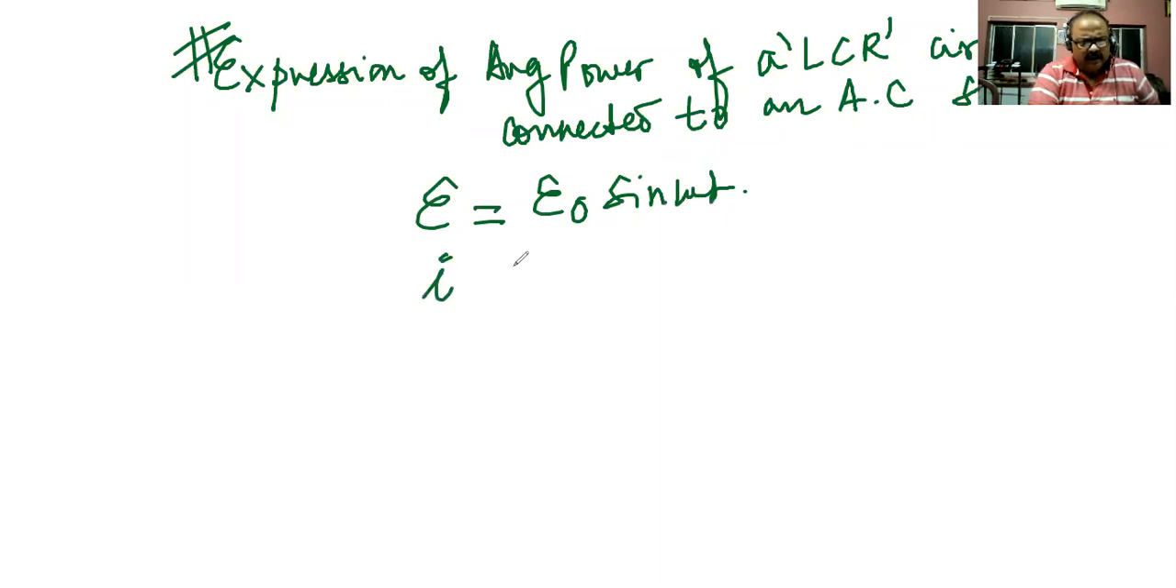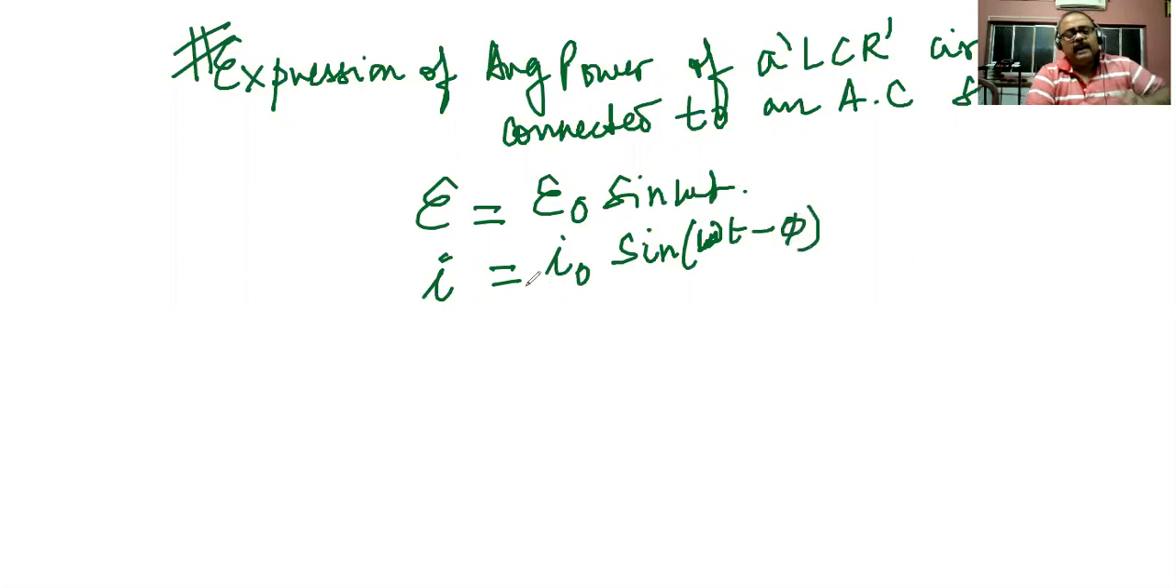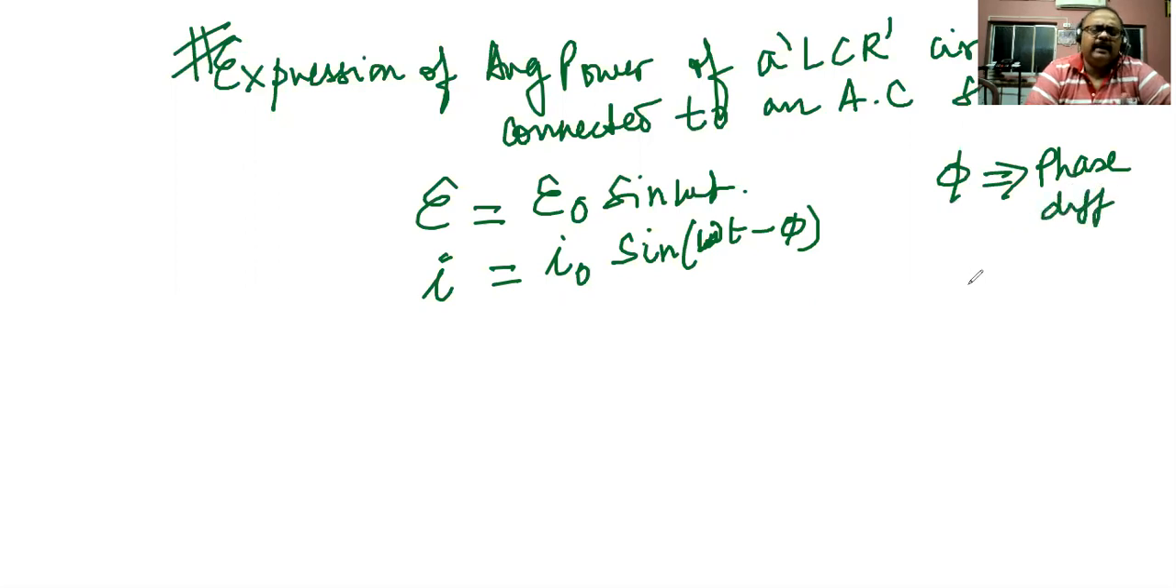At any instant, the current is given by I equals I naught sine of omega t minus phi. Of course, you can understand from here that I is lagging EMF by angle phi, where phi is the phase difference. This normally happens when XL, the inductive reactance, is more than the capacitive reactance. So we are considering this AC, where I is lagging EMF by phi.